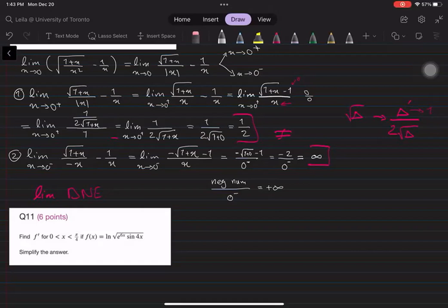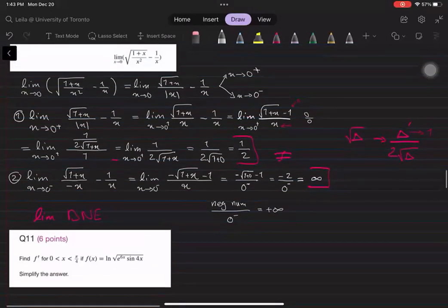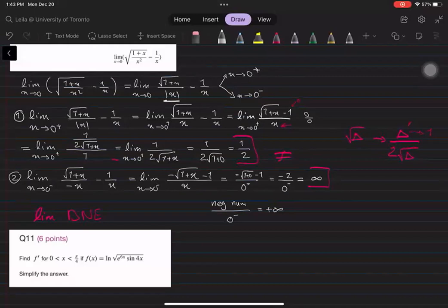No, the reason that we did left and right hand limits here was that you have an absolute value here. You have to separate them because otherwise you can't get rid of the absolute value. And then you see that by doing that, you got different answers, so it doesn't exist.